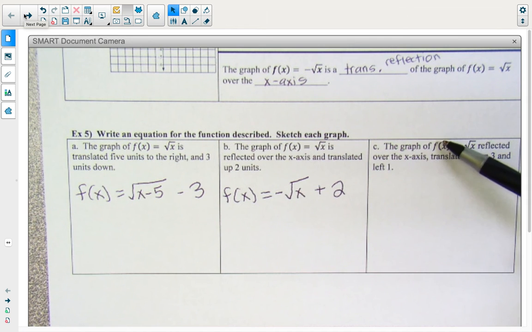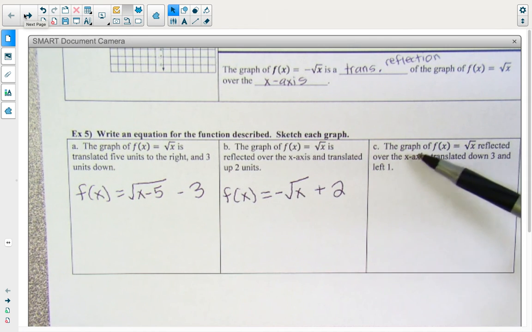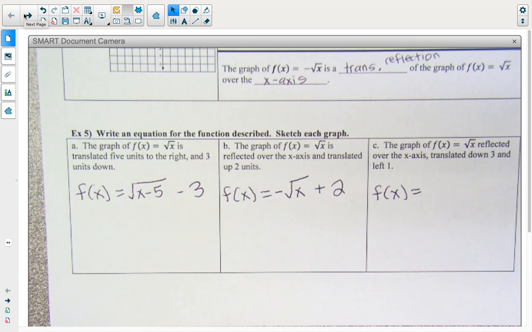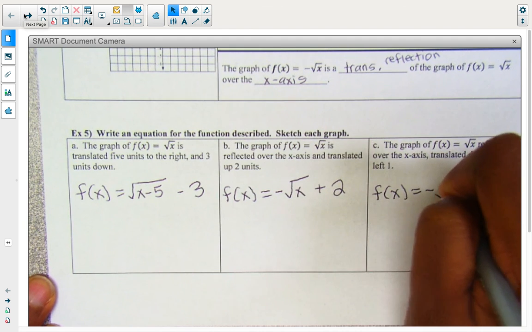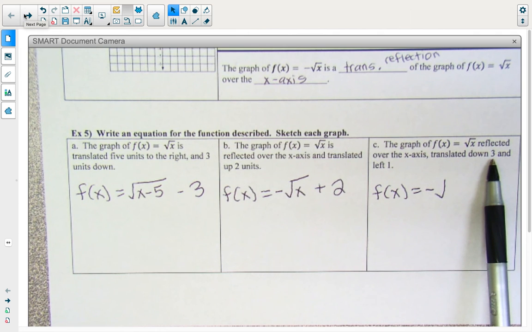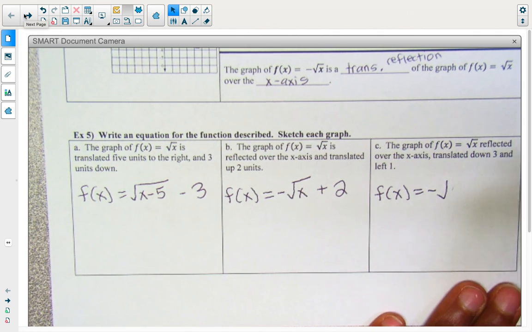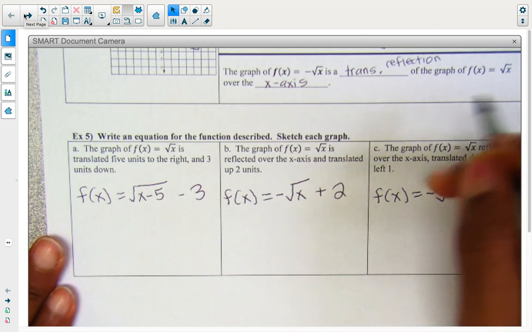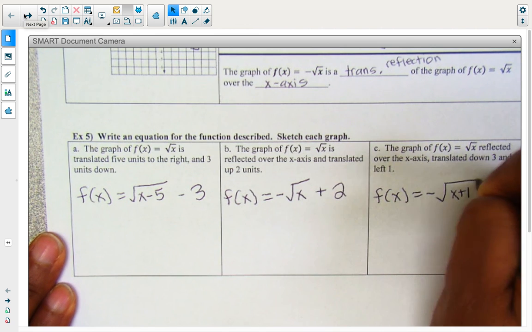And for C, the graph of f of x equals the square root of x is reflected over the x-axis, translated down 3 and left 1. So we need to consider all of these options. First, if I reflect it over the x-axis, that means I need to add a negative in front of the square root. If I want to translate it down 3, there's going to be something on the outside of the square root. So I'm going to leave a little space, and I know that minus 3 is going to go on the outside of the square root. And last but not least, I want to go left 1. That means that number needs to be inside of the square root, and it's the opposite of what you think, so it's a positive there.